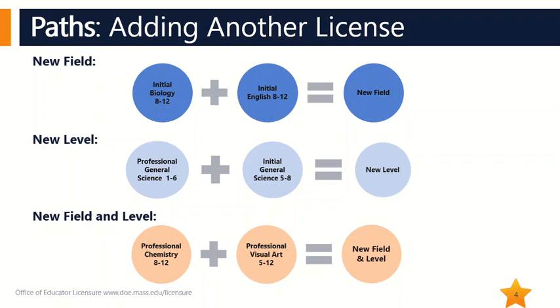The final example is new field and level, professional to professional. The applicant holds the professional chemistry 8 through 12 license and wants to add a professional visual art 5 through 12 license. In other words, the applicant is adding a license in a new field, visual art, and a new level, 5 through 12.